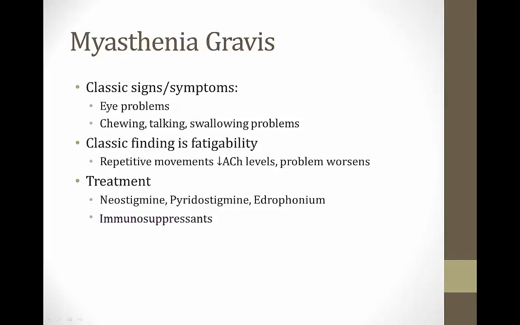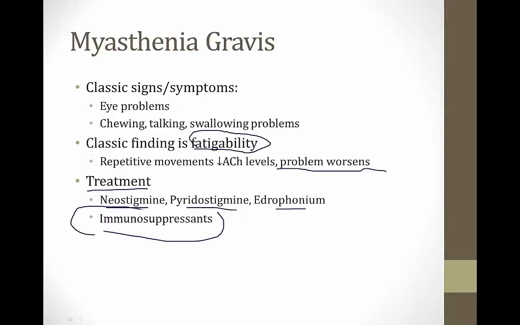A classic finding is what's called fatigability, and it's very important you understand this concept. With repetitive movements of the muscles, the levels of acetylcholine begin to fall. The presynaptic neuron can't keep producing more acetylcholine, and this will cause the problem to get worse as patients repeat muscle activities. And you can treat it with all the drugs we talked about on the last slide, neostigmine, pyridostigmine, edrophonium. It's also treated with immunosuppressants to try and block the antibody production.